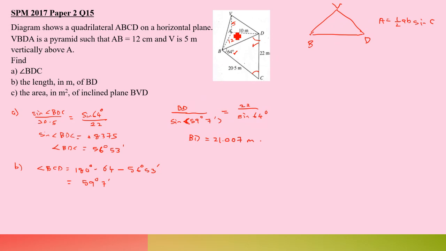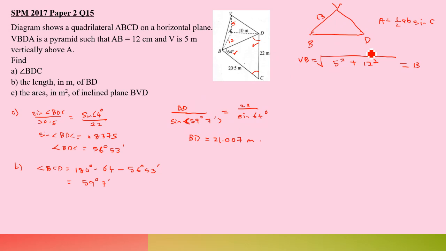The vertical is 5, the horizontal is 12. For the slanted side, use your Pythagoras theorem. Horizontal and vertical mean the angle at A is 90 degrees. So what will your VB be? Using Pythagoras theorem, it will be the square root of 5 square plus 12 square. Take the square root, and your answer will be 13. So we already found VB is 13.